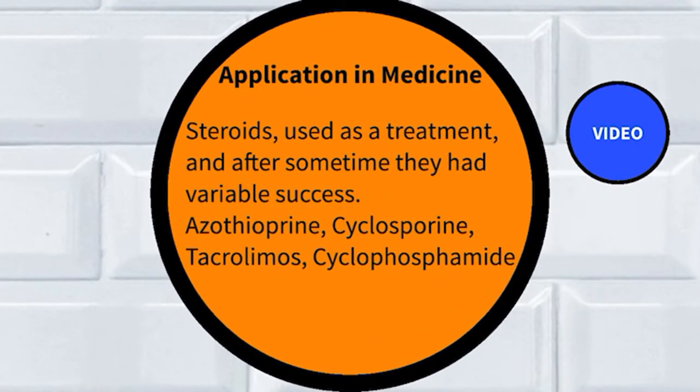Application in medicine. Steroids were mainly used as treatment, and after some time they had variable success. However, vasculitis and inflammation should often be treated with therapy. Drugs like azathioprine and cyclophosphamide have been used, yet with no success of curing it at all. Vasculitis may cause headaches, fatigue, and weight loss.